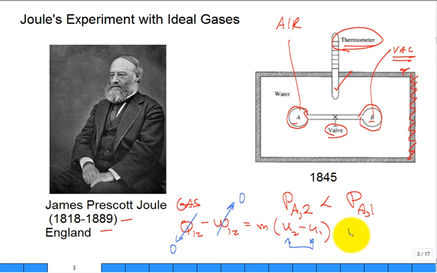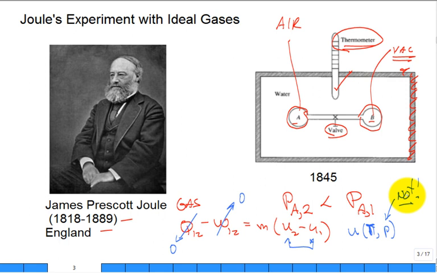So the U is normally a function of temperature and pressure. But could the U of an ideal gas truly be a function of pressure? The pressure of the ideal gas changed dramatically, but the U didn't change. Hence, he made the observation that the internal energy of the ideal gas is not a function of pressure, it's only a function of temperature.